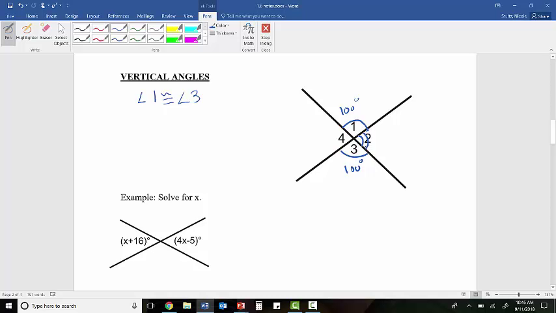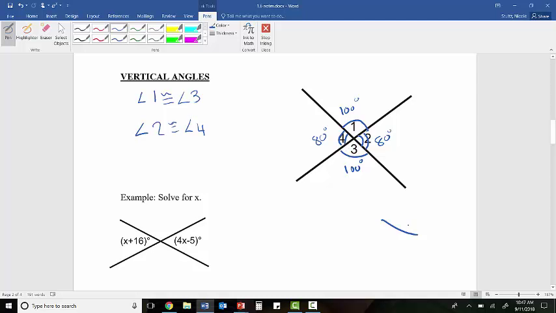Angles 2 and 4 are also vertical. So vertical angles aren't side by side, they're directly across from one another. So then these would be 80 degrees and 80 degrees. So we would say angle 2 and 4 are also vertical, and hence they are congruent.